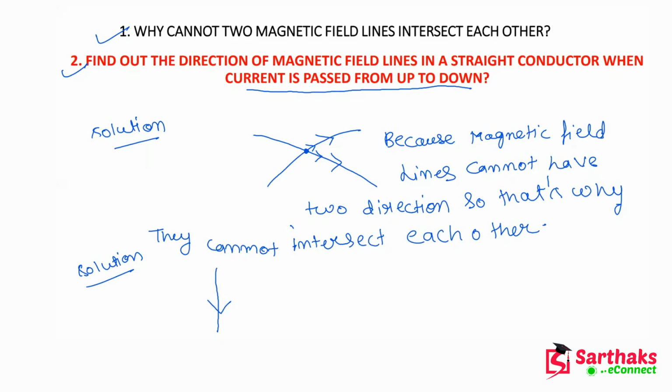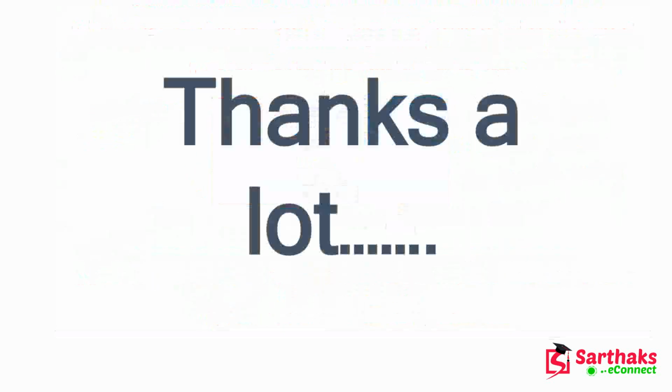Okay. So if you apply the right hand thumb rule, then you can find out that in this case the direction of magnetic field will be like this, in this direction. Because we have to keep our thumb in the direction of current, and our fingers will be showing the direction of magnetic field. So it is this direction, and this is clockwise direction. I hope you get this point.